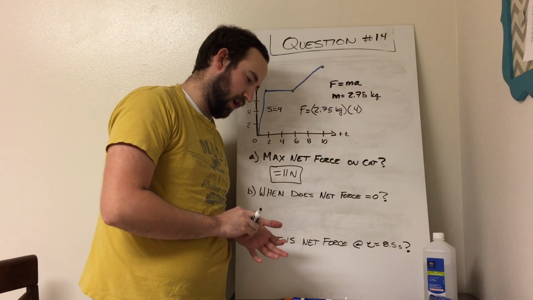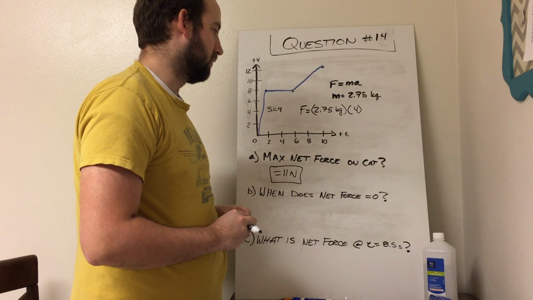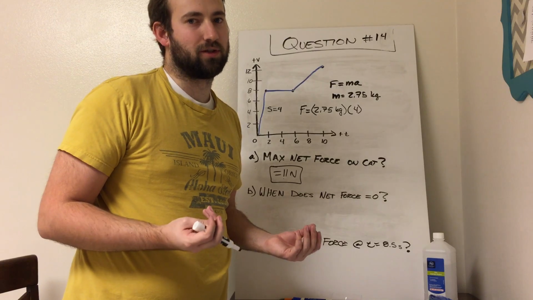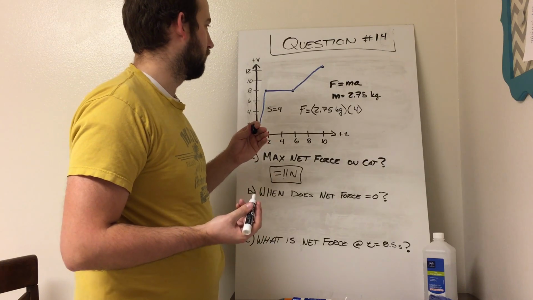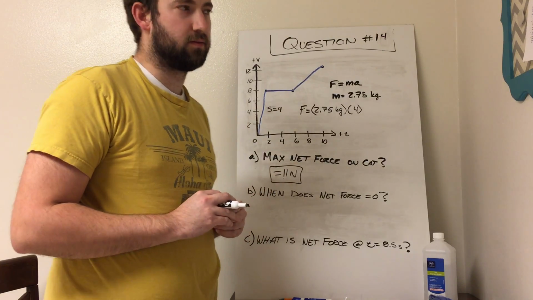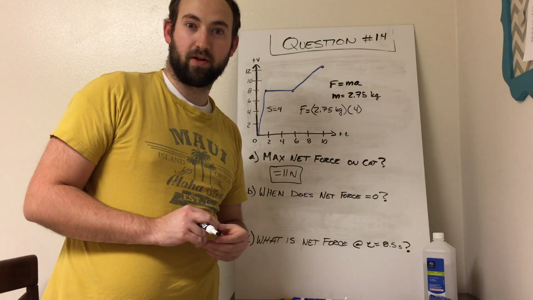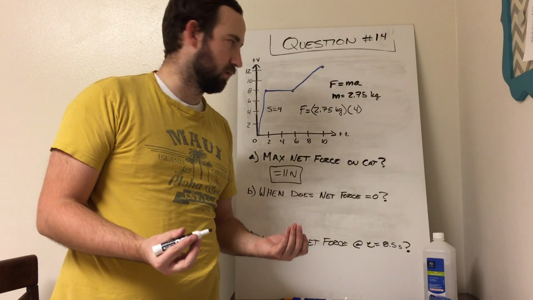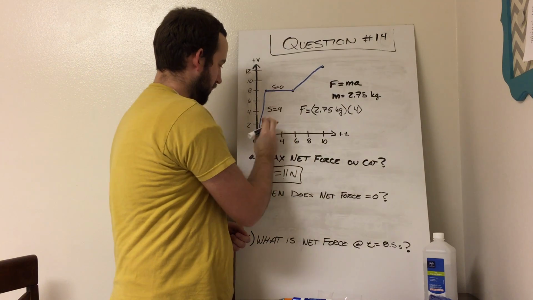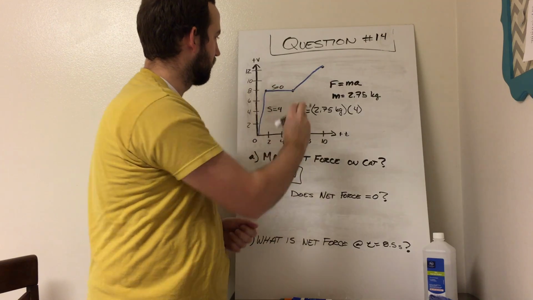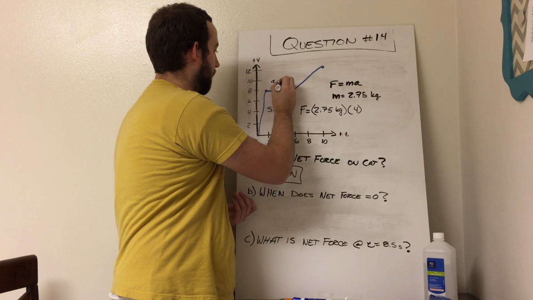Now, let's look at part B. It wants to know when the net force equals 0. Once again, the mass isn't changing, it's the same in this problem. So we need to look at when the acceleration is 0. With a velocity versus time graph, the acceleration is 0 when there's no slope, when the slope equals 0. We can see that right here, from time equals 2 to time equals 6 seconds, the slope is 0, which means the acceleration is 0.